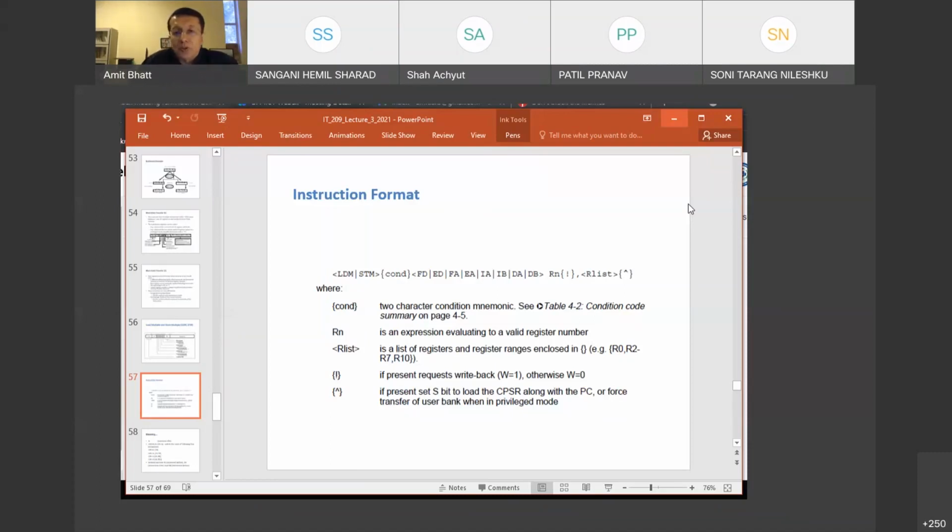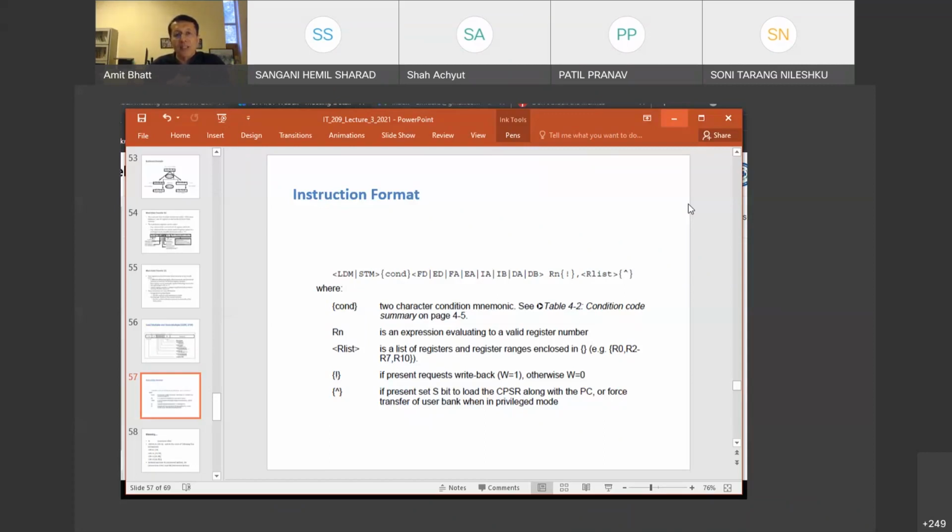So even if you shift it by two digits, because in a word the last two bits are always 00 and you ignore them, even then you will get plus minus 32 MB. So you will not get a number which is greater than that. Then how do you generate that number? There are lots of things which are given: you can use the move instruction, do some rotation scheme, add something to PC, get a value.